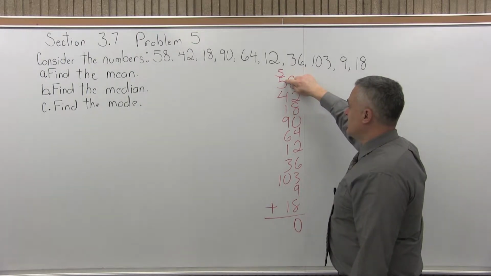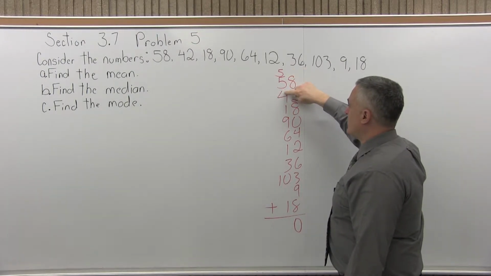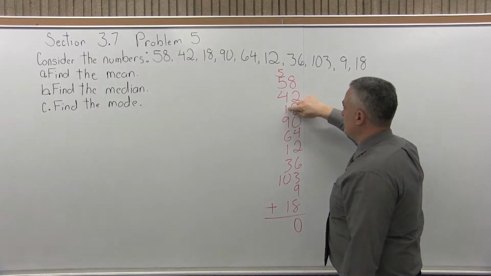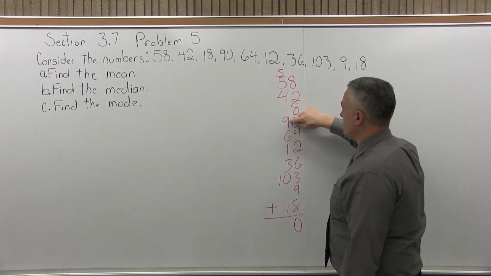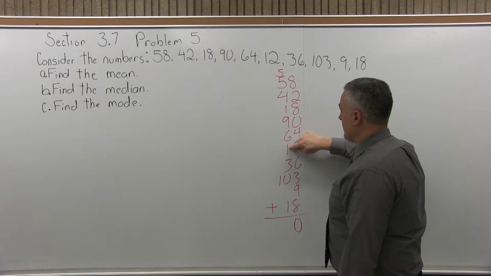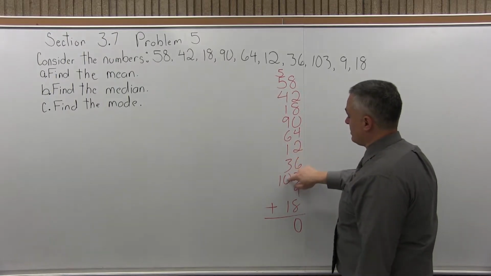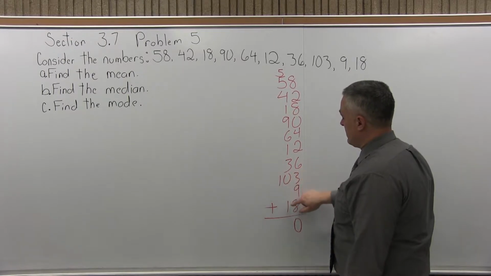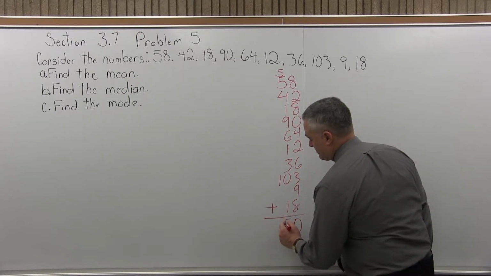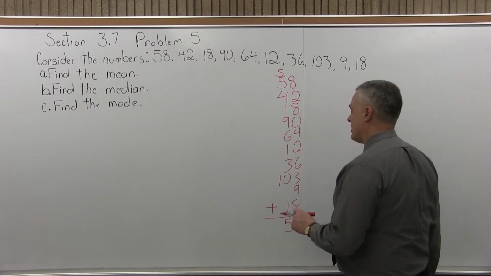5 plus 5 is 10. 10 plus 4 is 14. 14 and 1 is 15. 15 plus 9 is 24. 24 plus 6 is 30. 30 plus 1 is 31. 31 plus 3 is 34. 34 plus 0 is still 34. And 34 plus 1 more is 35. So put the 5 from the 35 under that column of digits.